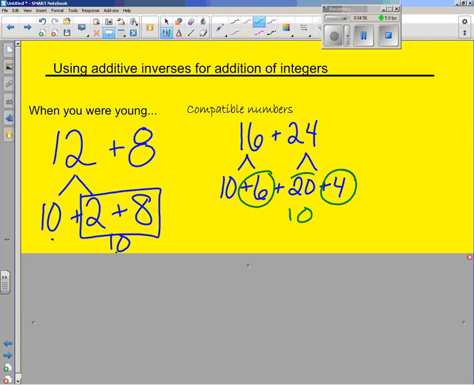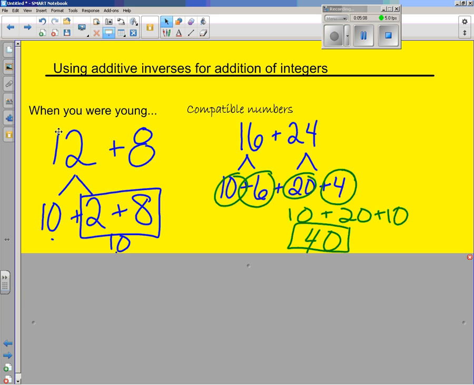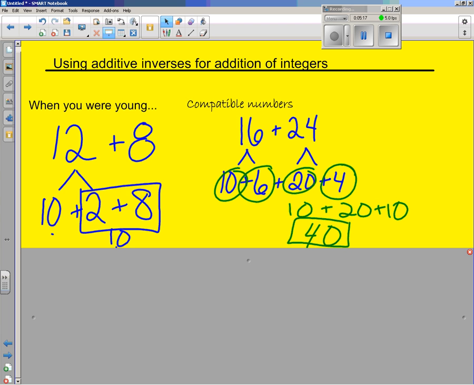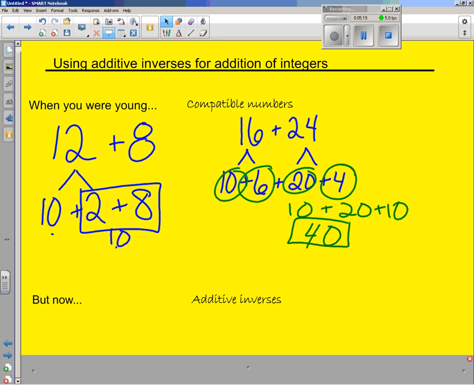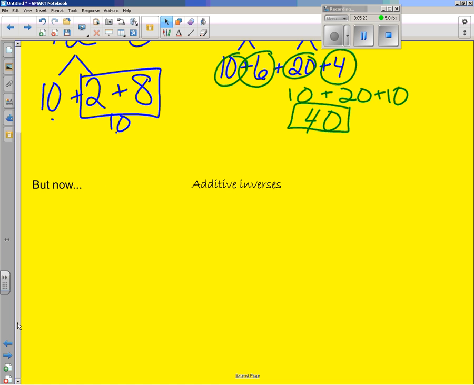That adds up to 10. And then I have this 20. And then I have this 10, and that's a really easy math problem to do. 10 plus 20 plus 10 is 40. If you never did that in elementary school, you might want to rewatch that part. It's all about splitting up numbers in a way to help you solve the problem. We can do that with integers also, guys, and it's really kind of cool, I think. Of course, I am also a math teacher, so I think anything having to do with math is awesome.